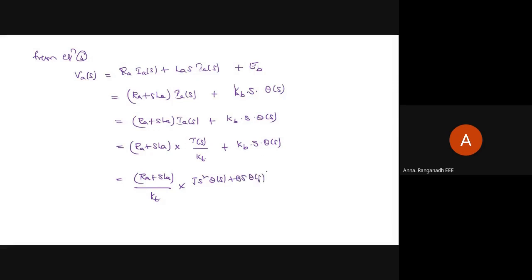This is T of s, complete T of s, plus the right side is Kb into s into theta of s. So almost finished. The entire expression is in terms of V of s and theta of s only, no other terms. Now we just need to simplify it.